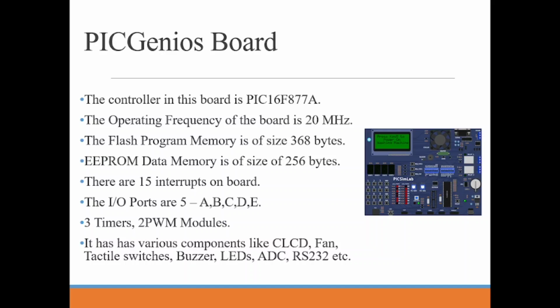The flash program memory is of 368 bytes. We have EEPROM data memory of 256 bytes. There are mainly 15 interrupts available in this microcontroller. The I/O ports are A, B, C, D and E. We have 3 timer modules and 2 pulse width modulation modules. Pulse width modulation is a technique we use to control motors.